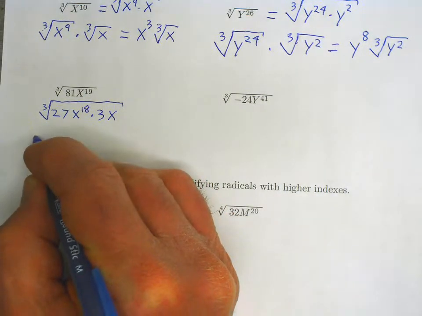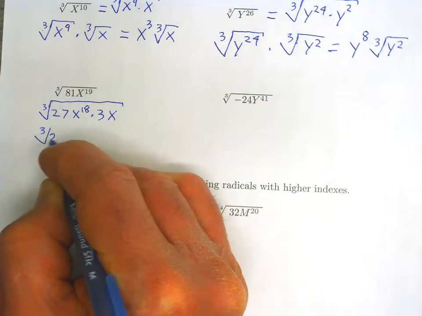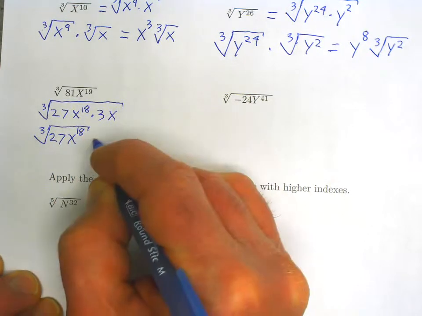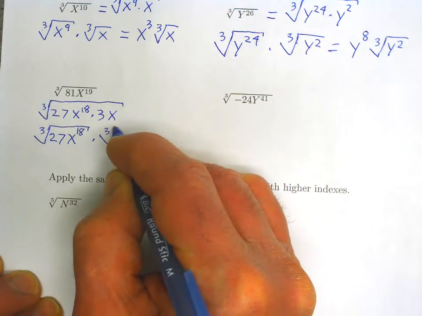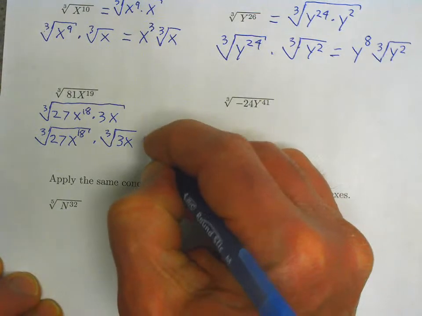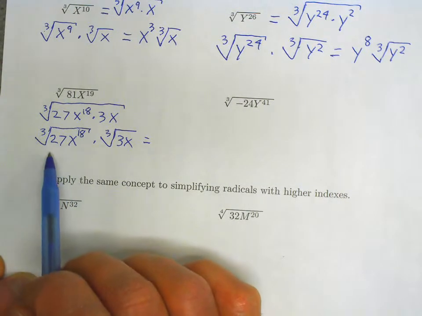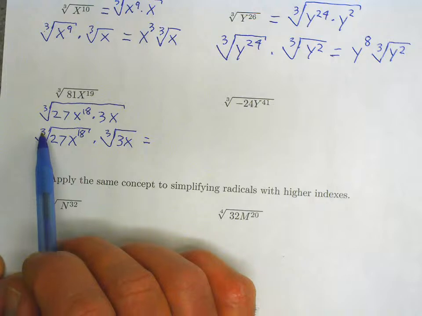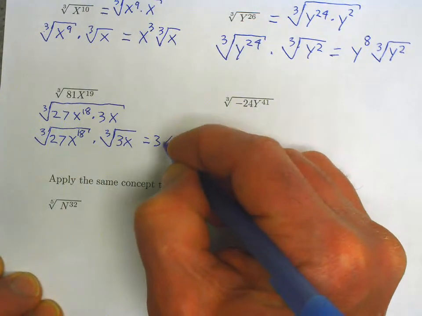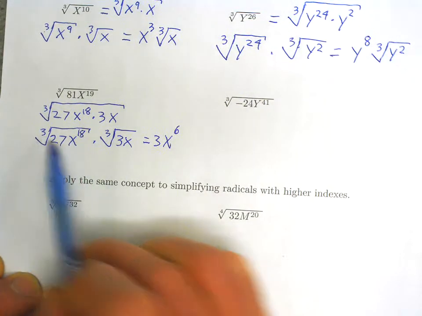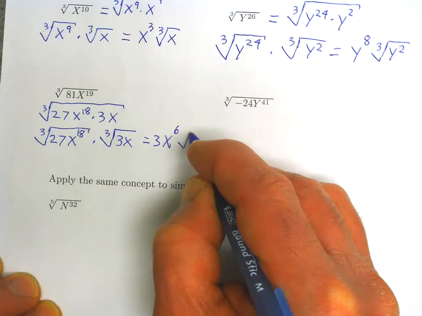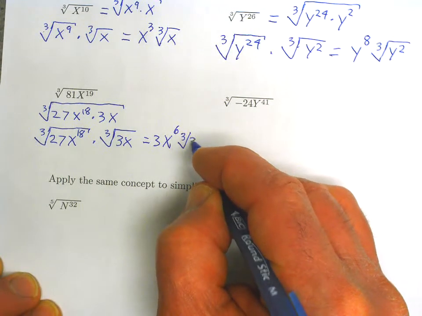And then this is the cubed root of 27x to the 18th times the cubed root of 3x. And then on the left, we can simplify the cubed root of 27x to the 18th. The cubed root of 27 is 3. The cubed root of x to the 18th is x to the 6th, because 18 divided by 3 is 6. And so our final answer is 3x to the 6th multiplied by the cubed root of 3x.